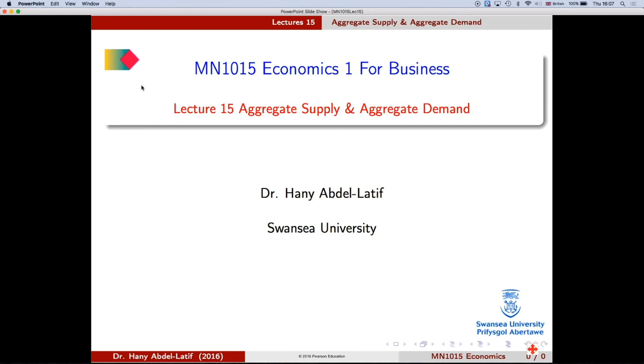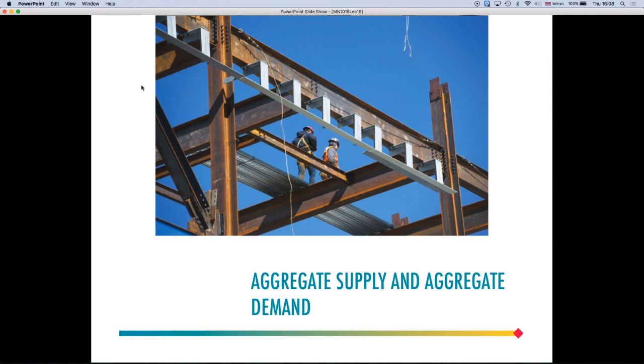So you need to know what factors will shift the long run aggregate supply and what factors will shift the short run aggregate supply. Remember, we make this distinction now. We have long run and short run aggregate supply. And also we need to learn the factors that will change the aggregate demand, which means what factors would shift that curve to the right or to the left. So that's pretty much everything we'll cover today. So let's go through this one by one then.